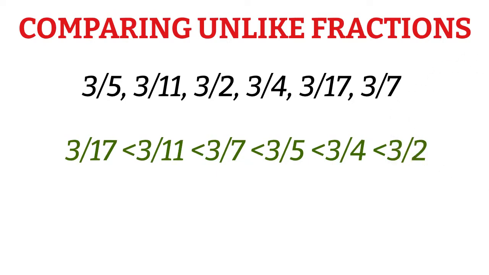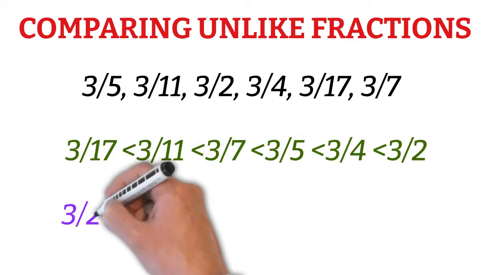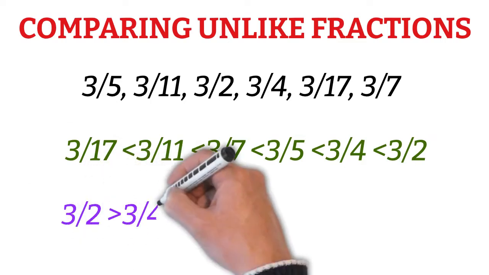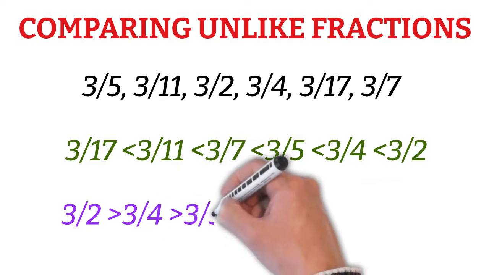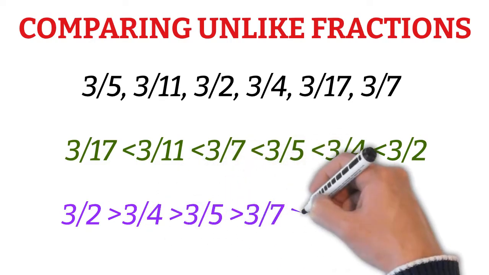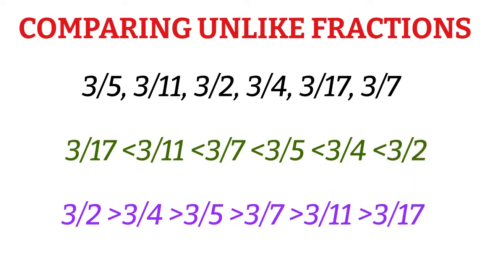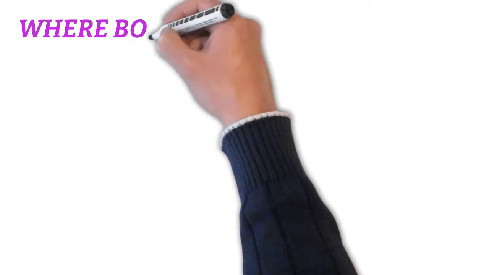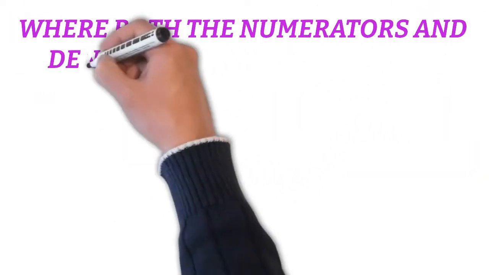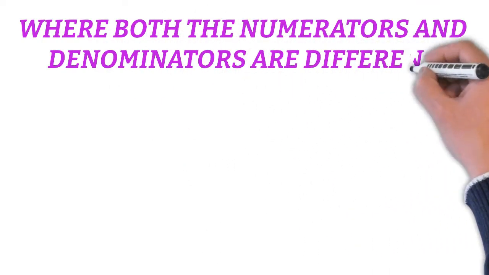Also in decreasing or descending order like this. 3 by 2 is greater than 3 by 4, is greater than 3 by 5, is greater than 3 by 7, is greater than 3 by 11, is greater than 3 by 17. Next, we will compare two unlike fractions where both the numerators and denominators are different.